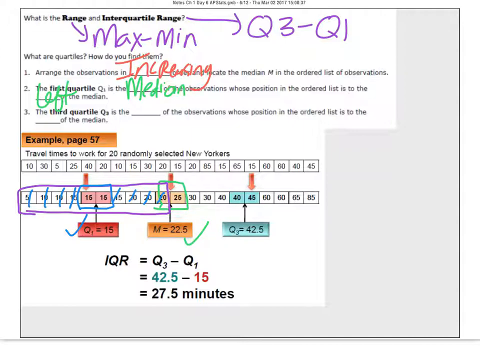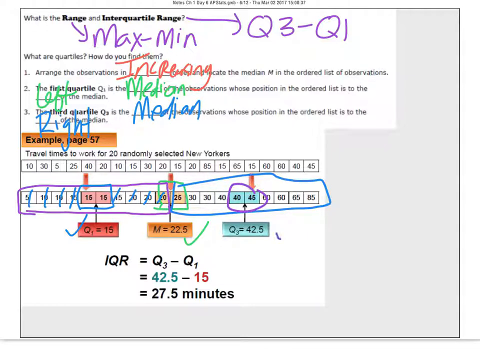Okay, now quartile 3. Quartile 3 is the median of the observations whose position in the ordered list is to the right of the median. So we're talking about those in the upper half. If we take this upper half of the data and start to cross off, these two are in the middle. You take the average and you'll find quartile 3.